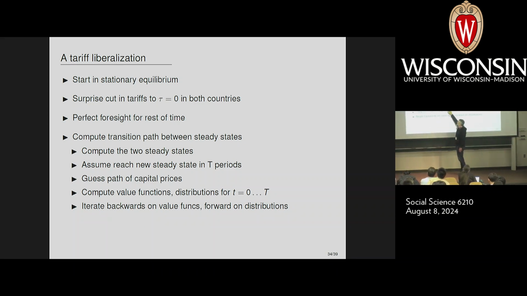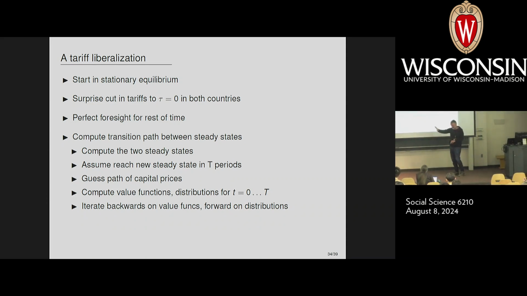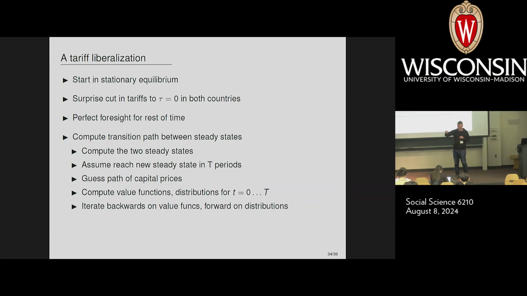Guess some stuff. Guess a path of capital. That should be capital, comma, prices. Guess, so if I say it's going to take 50 periods, guess 50 numbers for the capital stock, starting from the first stationary state, going to the second stationary state. And the same for some prices. Right? So I'm guessing a path.